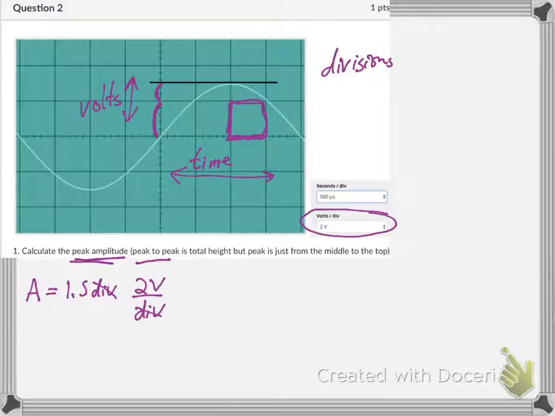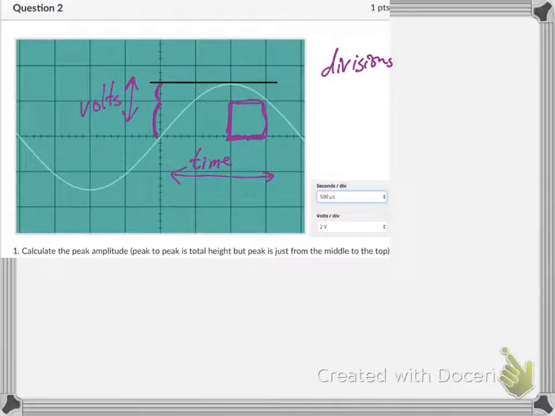Divisions cancel. 1.5 times 2 means you have 1.5 2s, which means you have 3 volts. And that is your peak amplitude. Okay, that's how you do that part. So that's easy.